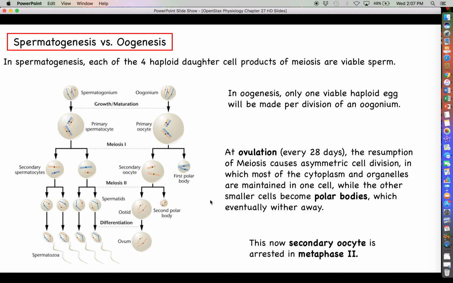So after this happens, this is where the now secondary oocyte is then going to become arrested in metaphase of meiosis 2. And it is then going to stay arrested there until the fertilization process, at which case it will then finish meiosis 2 and it is now ready to go.